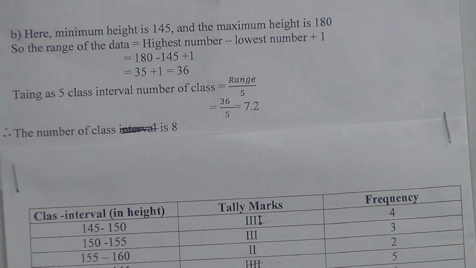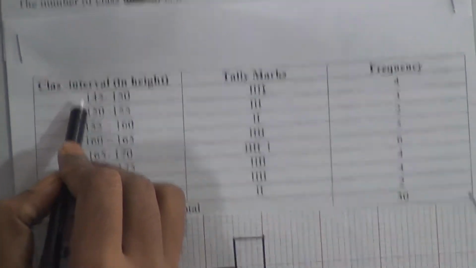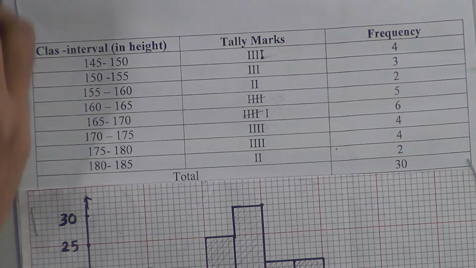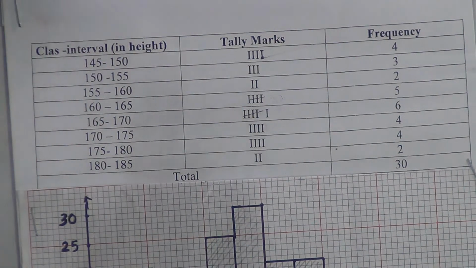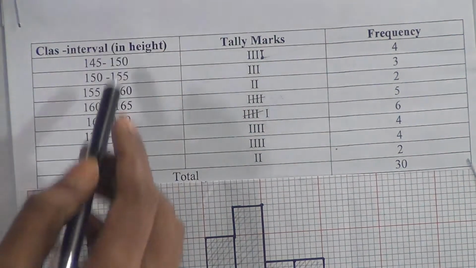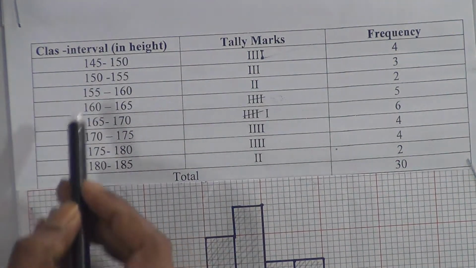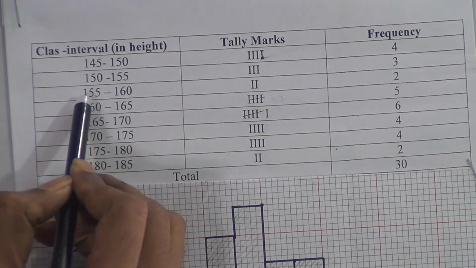Now this is the class interval, height, tally marks and frequency. Dear student, see properly how we can draw. Look, 145 to 150, look, 1, 2, 3, then 4. Dear student, remember carefully, this 150 is not included in the first class interval, it will be in the second interval.